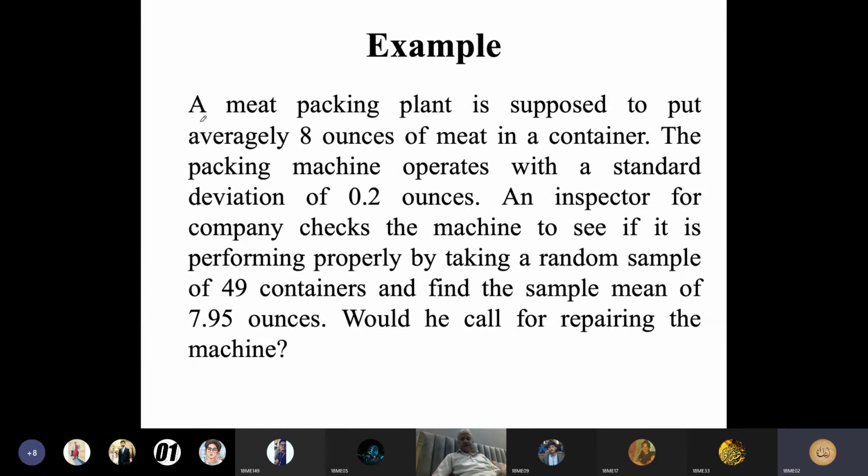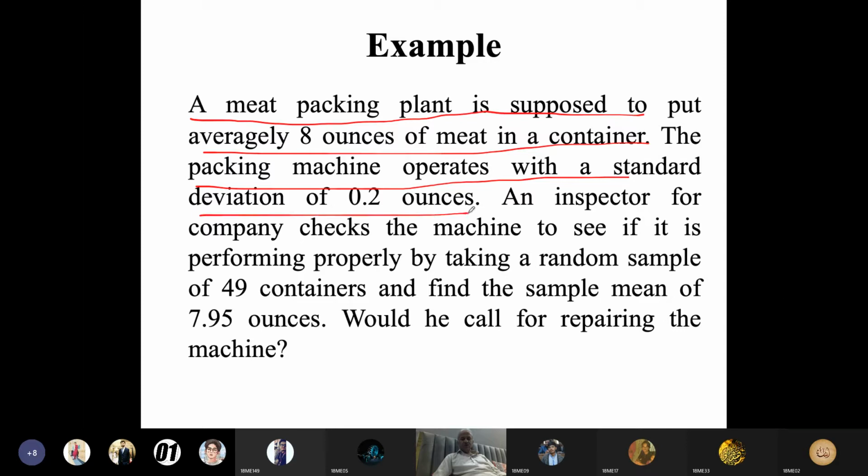Now, a meat packing machine is supposed to put 8 ounces of meat in a container. Read the statement a little. The packing machine operates with a standard deviation of 0.2 ounces. An inspector for the company checks the machine to see if it is performing properly by taking a random sample of 49 containers and found the sample mean 7.95 ounces. Would he call for repairing the machine?